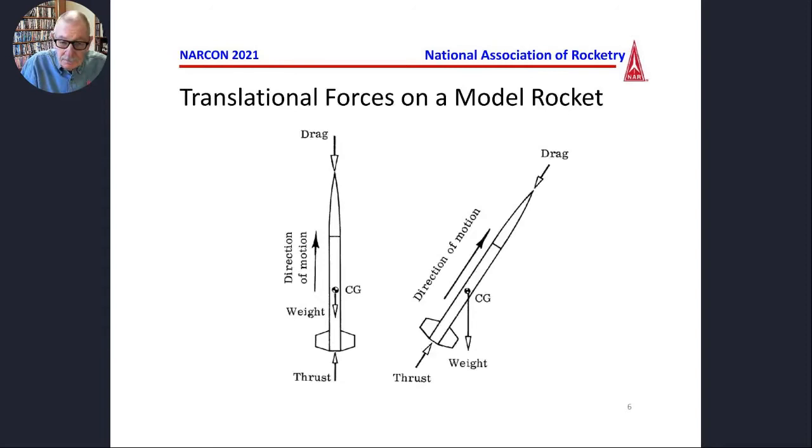Now, as we talk specifically about rockets, there are two kinds of forces acting on a model rocket and on any rocket. The translational forces are the forces that result in it actually moving along and determine how high it goes, how far from the pad it might land, that sort of thing. All of those forces act through the center of gravity of a rocket.